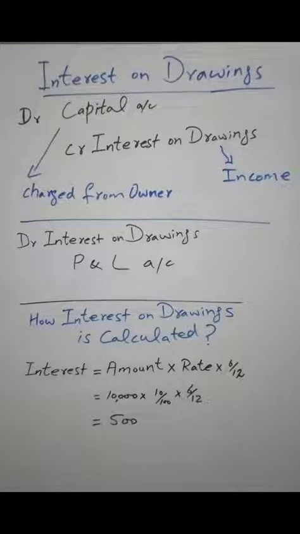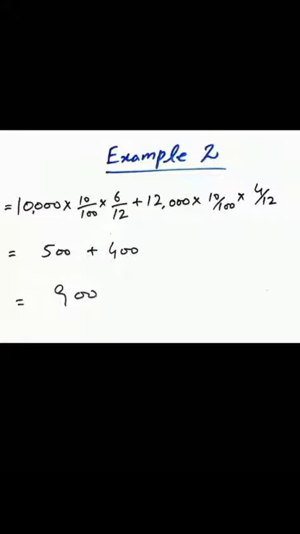Calculation of interest on drawings. Now we discuss how interest on drawings is calculated. Suppose the owner withdrew rupees 10,000 at the rate of 10% for 6 months. Interest is equal to amount multiplied by rate multiplied by 6 over 12, because the owner utilizes the funds for 6 months. 10,000 multiplied by 10 over 100 multiplied by 6 over 12. The answer is 500.